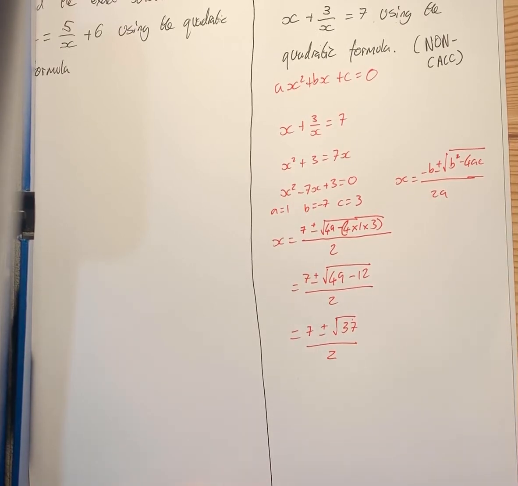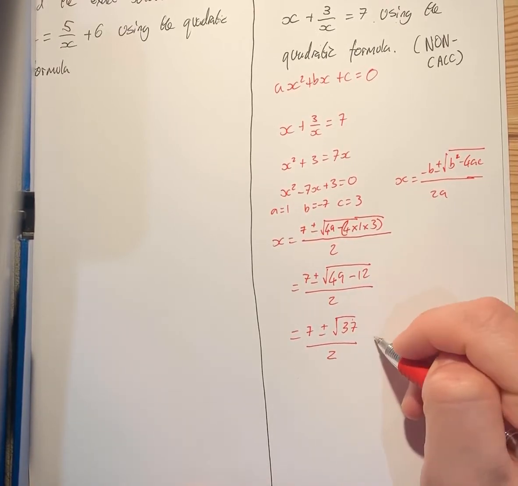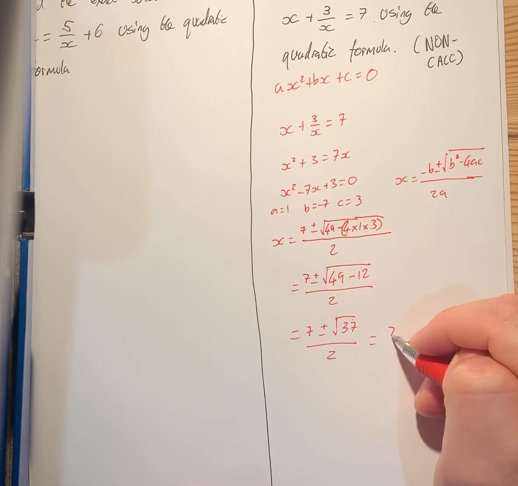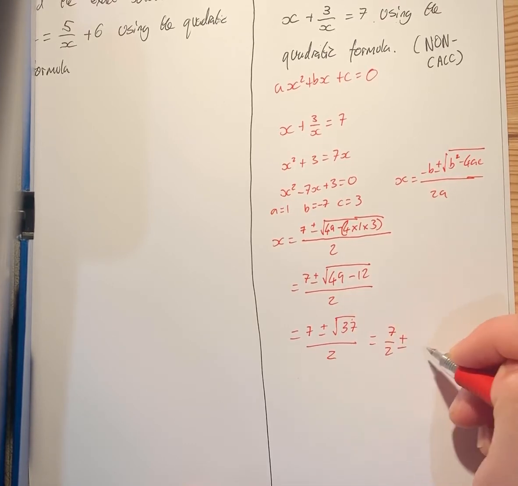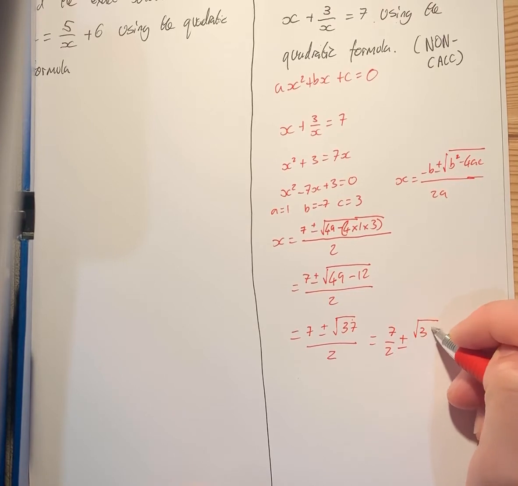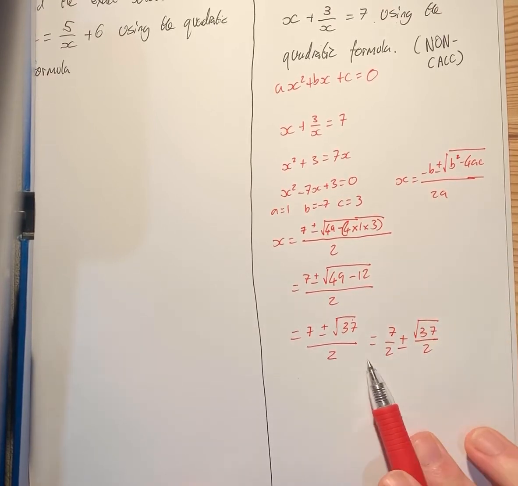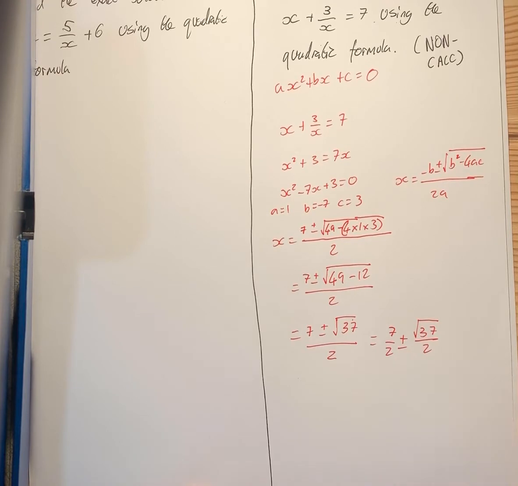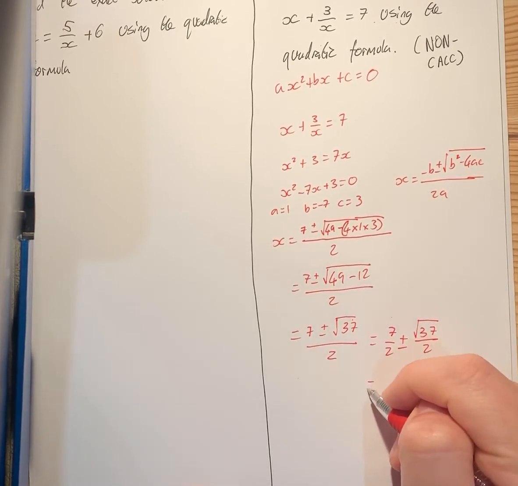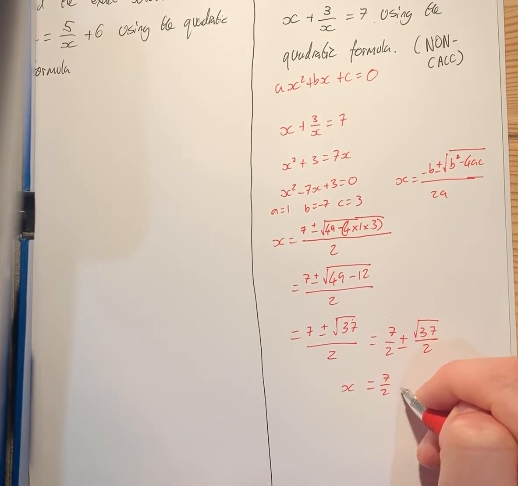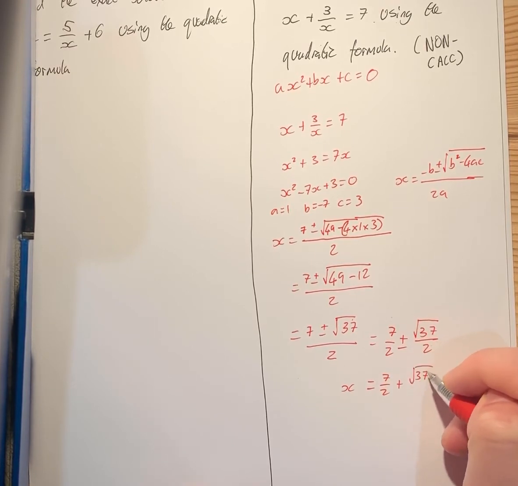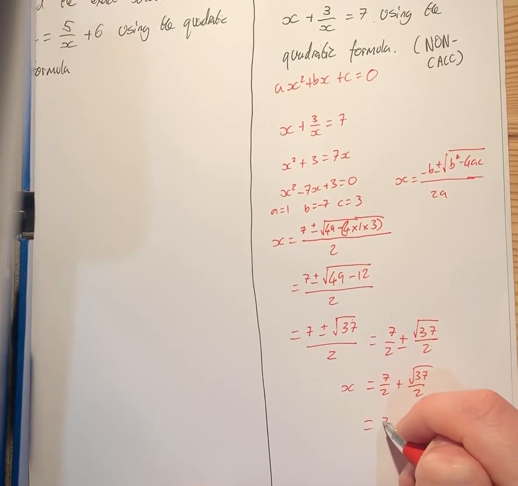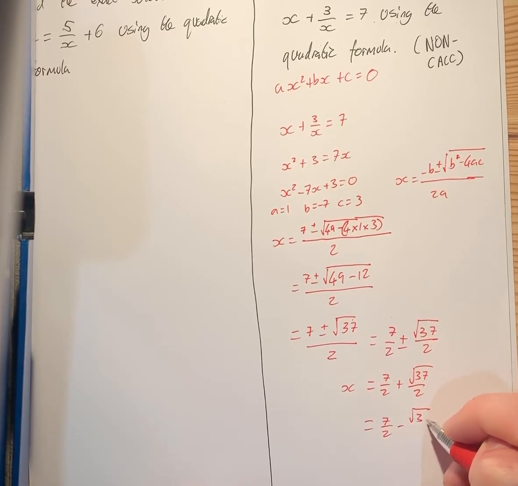A few different ways you might write it. You could do this, 7 over 2 plus minus square root of 37 over 2. I've just written the denominator over each term separately, that's fine. You could write it as this, 7 over 2 plus root 37 over 2 and 7 over 2 minus root 37 over 2. Both of those are fine.